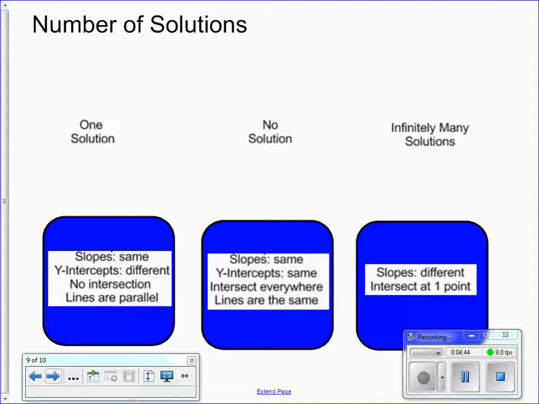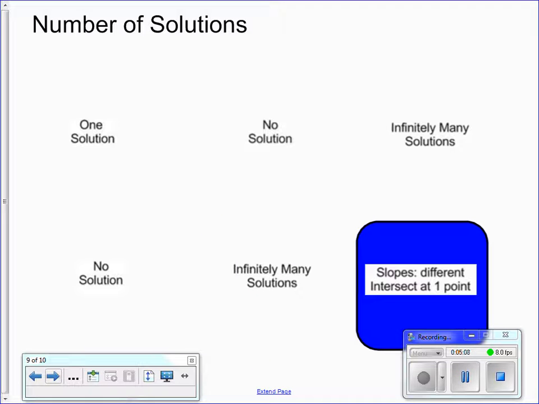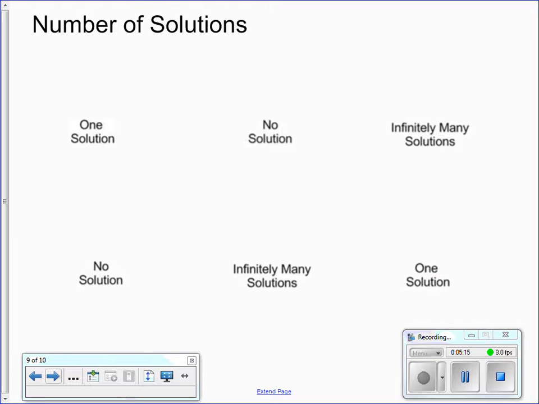So when the slopes are the same and the y-intercepts are different, we have no intersection, so that means the lines are parallel, and when the lines are parallel, there's no solution. When the slopes are the same and the y-intercepts are the same, that means they intersect everywhere, and the lines are the same, so infinite solutions. If the slopes are different and they intersect at just one point, that means that there's just one solution.